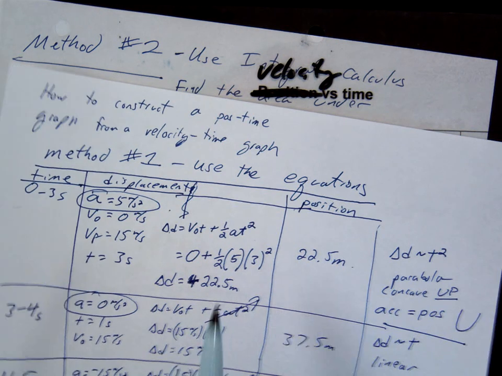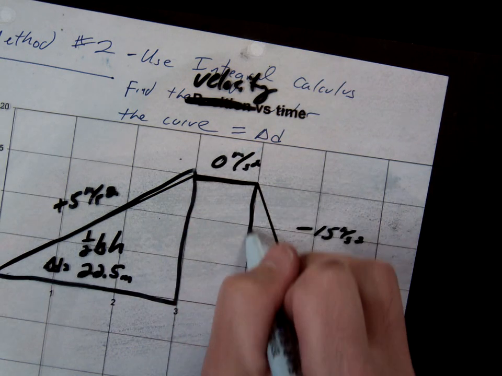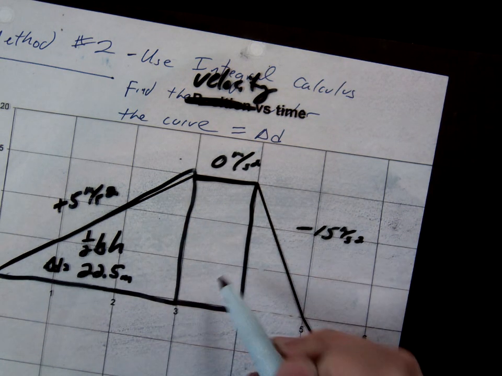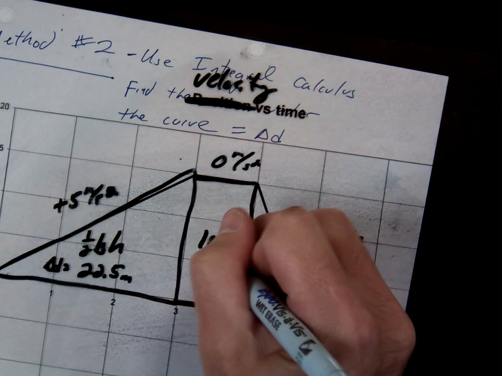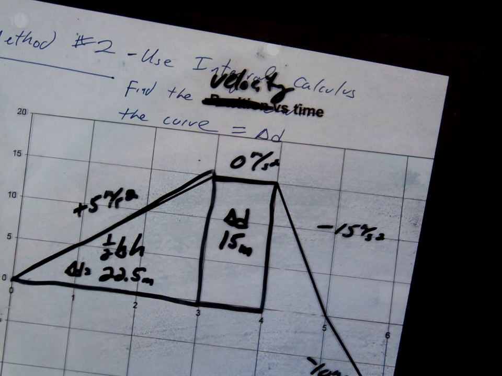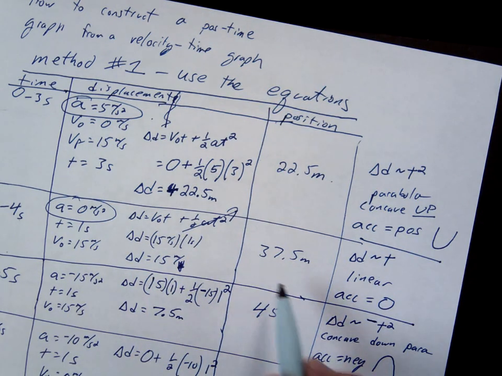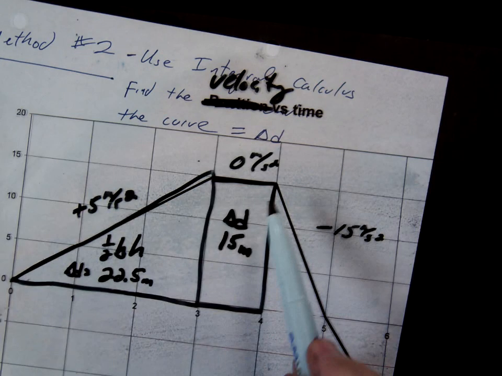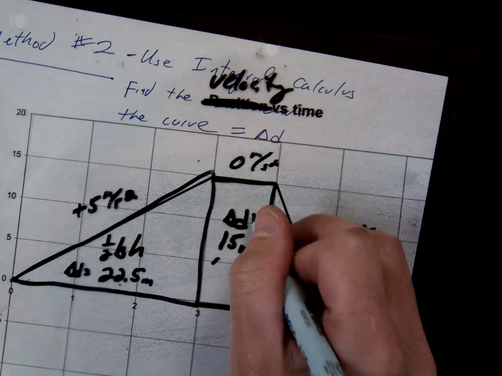Okay, so let's just do it for each segment. 3 to 4, so this would be from here to here. From 3 to 4, this is a nice rectangle, so base times height. 1 times 15. 15. That's my delta D. Okay, let's verify that's what we got before. 3 to 4, we got 15. Now you do have to figure out the positions. So that means after 4 seconds, where am I? 37.5, right? I went 22.5, then I went another 15. That's my delta D. Delta D equals 15.